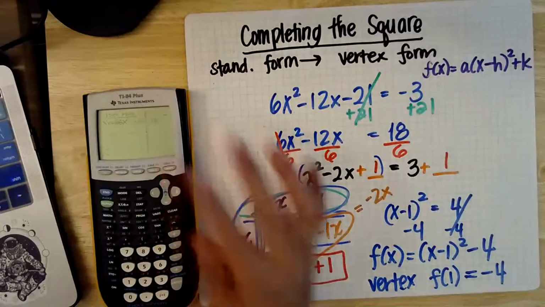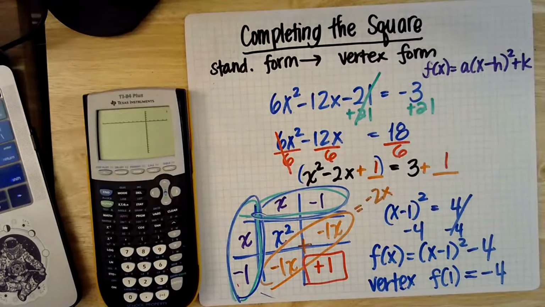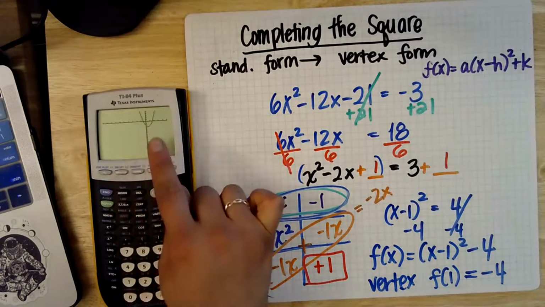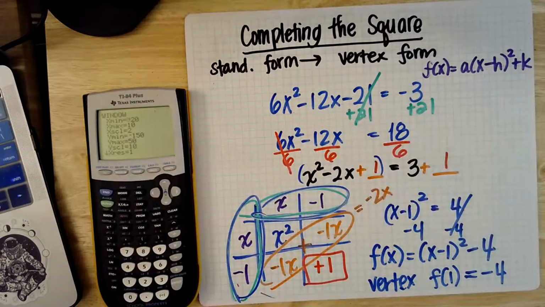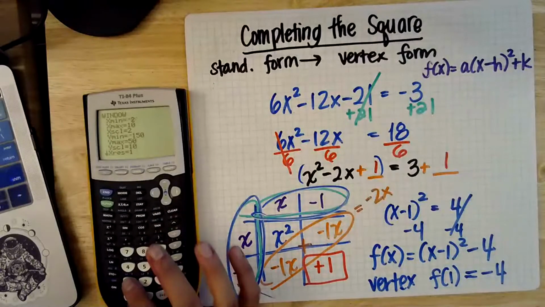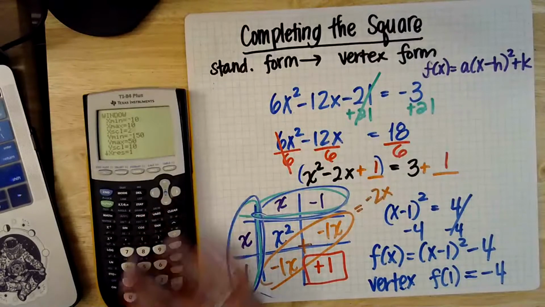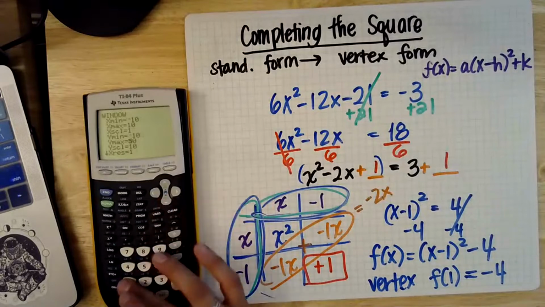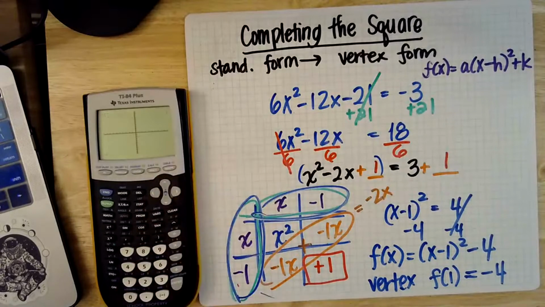Calculator can only read standard form or factored form, right? And I'm going to go ahead. My window was tailored to the previous problem, so I'm going to fix my window. So negative 10, 10, 1. Negative 10, 10, 1. And we're going to see where this function is at.